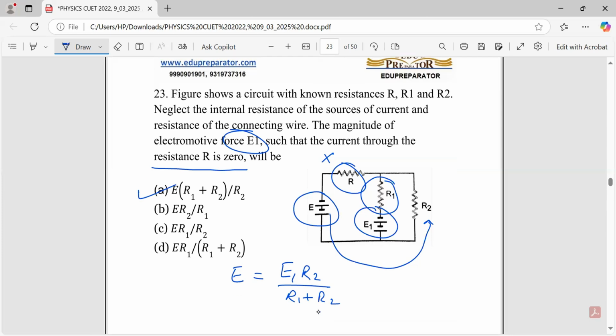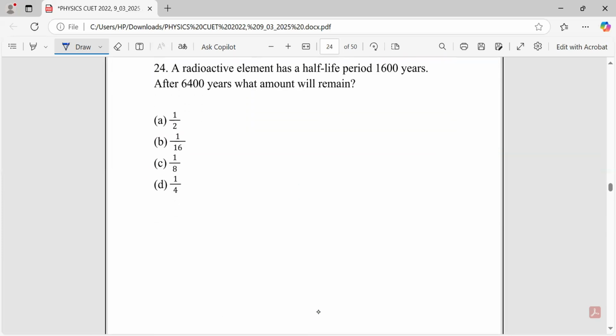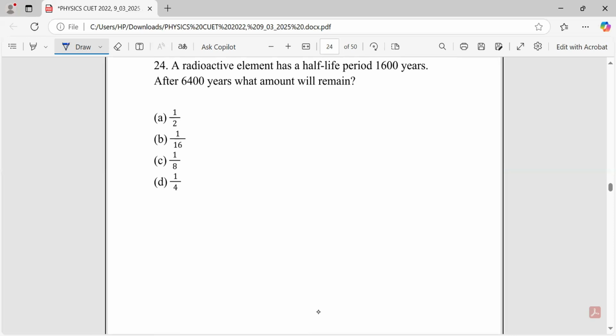So let's move to question number 24. The 24th question is again based on the question which we have just done, that is, the amount which is left. In this case, 1600 is the half-life and 6400 is the total time. So N will be equal to 6400 by 1600, that makes 4. So what is the amount left? 1 by 2 raised to the power 4. That will make 1 by 16 as the answer.